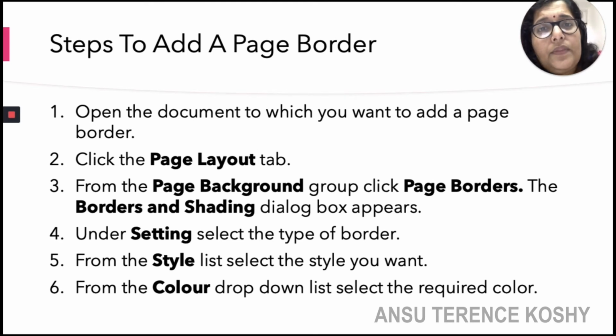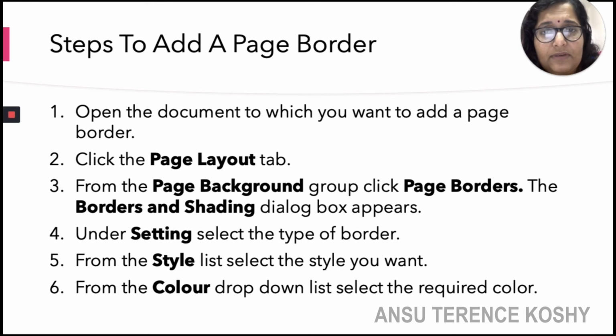Then you have to click on the page layout tab. In the page layout, from the page background group, click the page borders. In the page layout tab, you have to look for page background. In that, you will find something called page borders, and in that you have to click borders and shading.